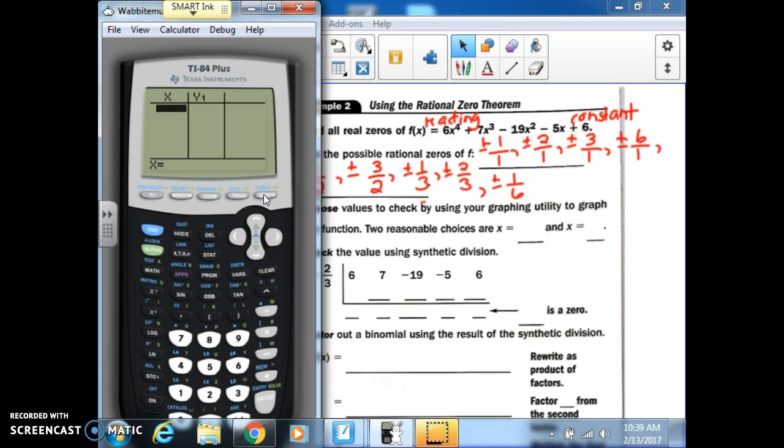So I'm just going to start with 1, hit enter. Okay, if I get back a number like -5, then I know that 1 is not a 0. I'm looking for 0 in y1. Okay, if I get a 0 here, then I know I found a 0 to f of x. All right, then 2. Oh wait, let's do -1 first.